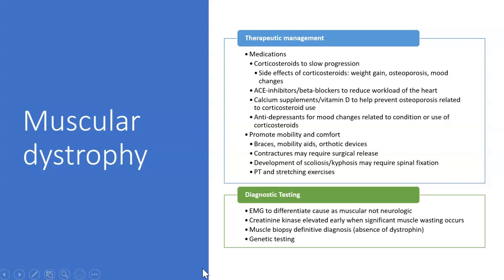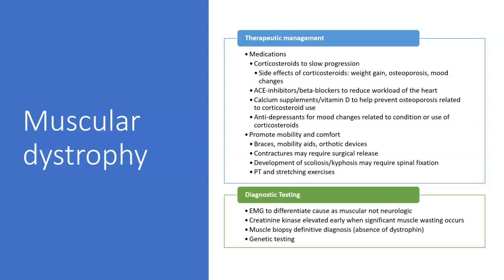Therapeutic management for muscular dystrophy may include the use of medications such as corticosteroids to help slow the progression of the muscle weakness. It's important for you to be aware of some side effects of corticosteroids in the pediatric population. These include weight gain, long-term use can lead to osteoporosis, and we also see mood changes.